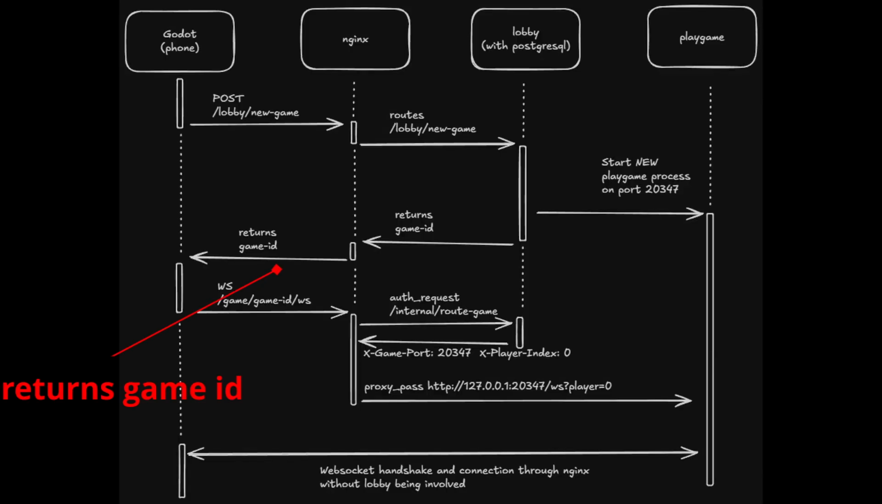It spins up the playgame service and it starts listening on the port that it is assigned. Again, internet doesn't directly hit this service. 4, it writes down all this information into our Postgres database. Say what game, what port, and how many humans are we expecting. 5, it needs to respond back to the Godot client saying, hey, the game has been created and this is the game ID. That response goes back through nginx, back over the internet, back to my Godot client.